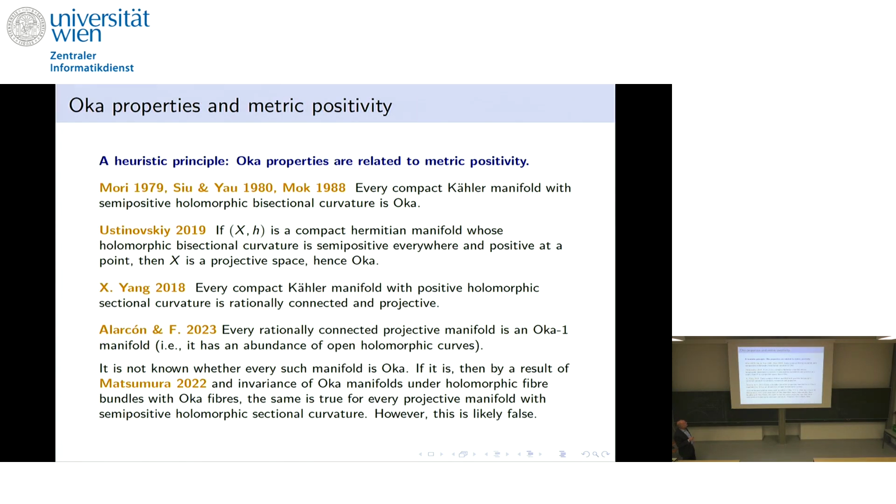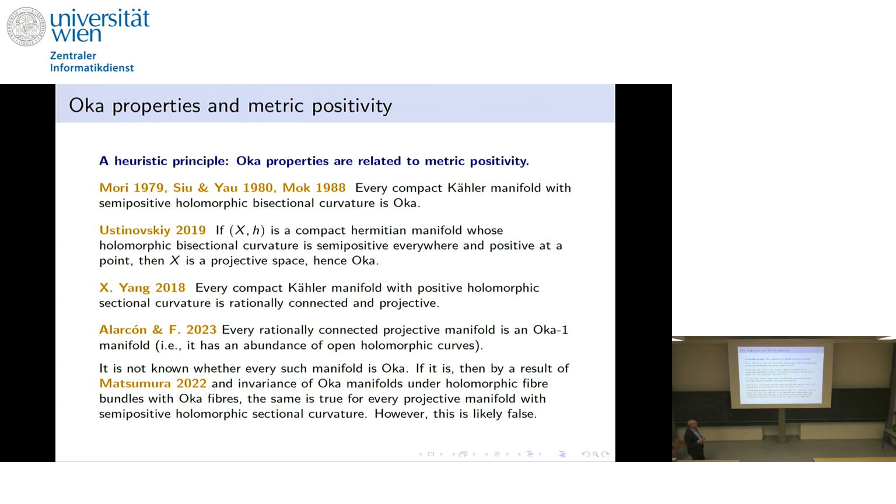Here are some examples. It's an old theorem which was started by Mori, Siu, and Yau, and then Mok had the best theorem. The theorem says that compact Kähler manifolds with semi-positive holomorphic bisectional curvature have a classification. They know exactly what such a manifold is. It's a product of some copies of Euclidean spaces, some copies of projective spaces, and some copies of compact Hermitian symmetric manifolds. And all such are Oka. So I conclude that if you have semi-positive bisectional curvature, they're all Oka.